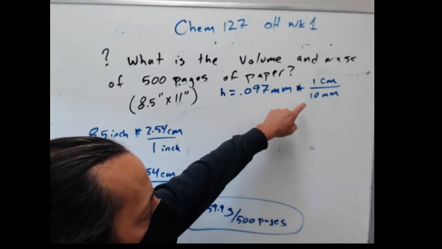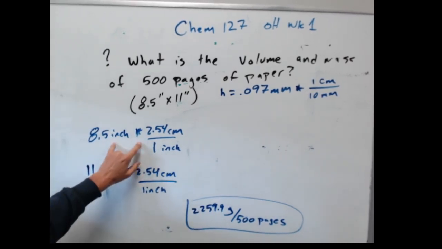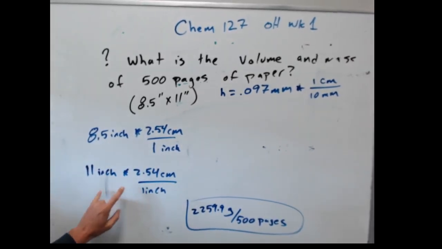Now the reason we're doing this multiplication is so that our height is in centimeters, our width is in centimeters, our length is in centimeters. Everything will be in centimeters. Then I can just multiply the 3 together and that'll get me centimeters cubed.